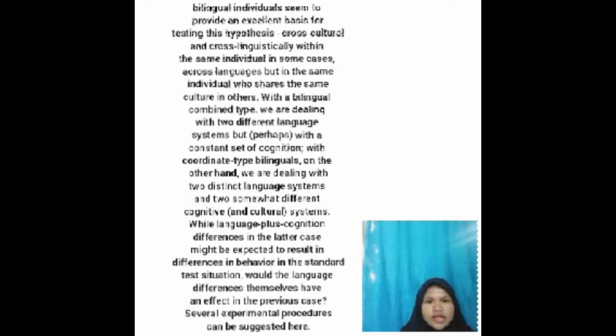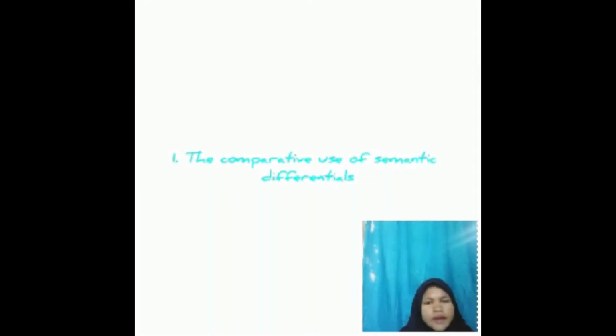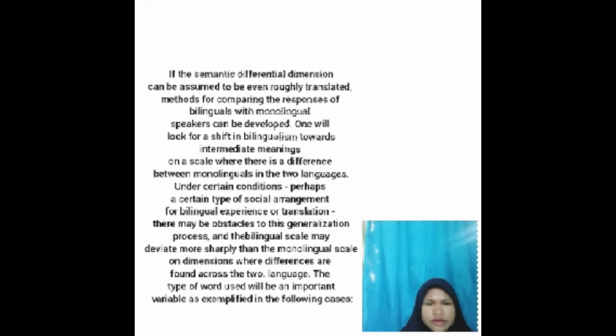Several experimental procedures can be suggested here. Number one, the comparative use of the semantic differential. If the semantic differential dimensions can be used and translated, methods comparing the responses of bilinguals with monolingual speakers can be developed. One will look for a difference in bilinguals toward intermediate meanings and scales, where there is a difference between monolinguals in the two languages, under certain conditions, purposes, or certain types of social arrangement of bilingual experience of interaction.